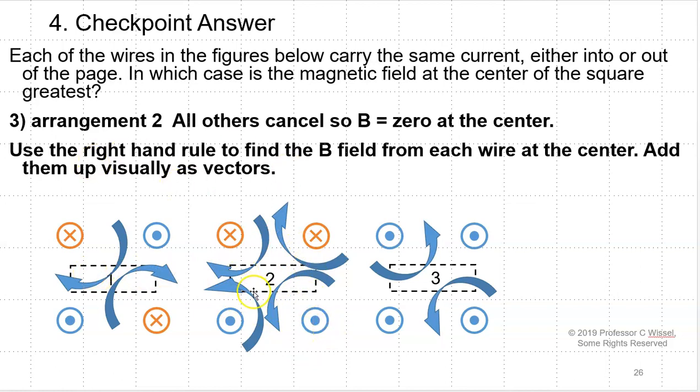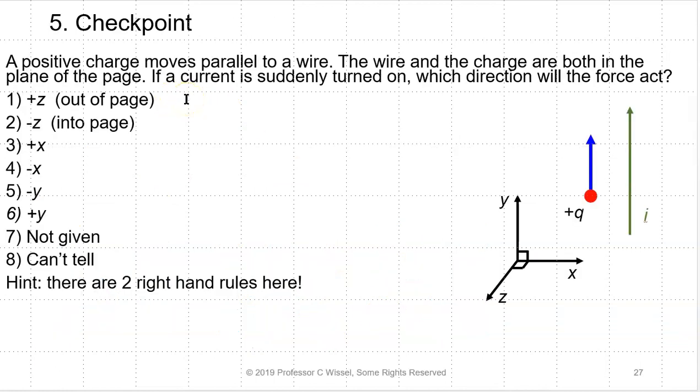So this one is arrangement number 2. This is the only one that will have anything. All the rest of them cancel out. Okay, a positive charge moves parallel to a wire. The wire and the charge are both in the plane of the page. If the current is suddenly turned on, in which direction will the force on the charge act?